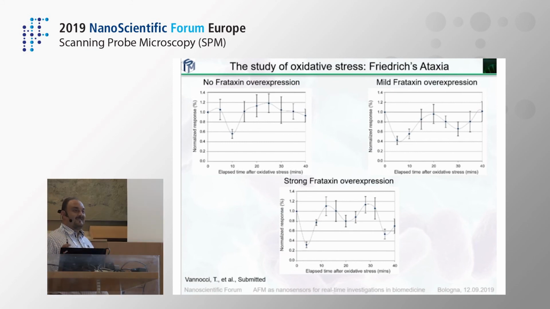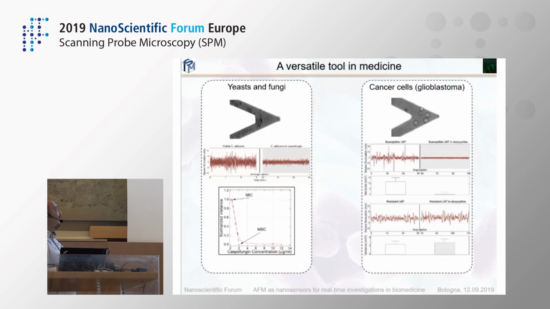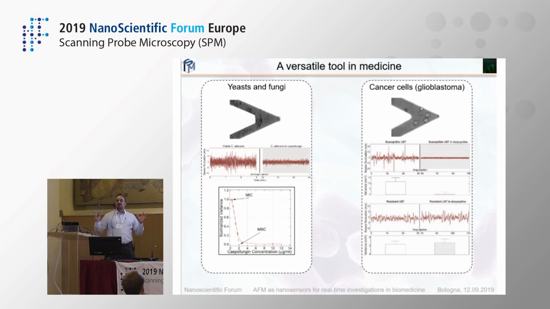Finally, we tested this nanomotion sensor with many different kinds of systems. In the case of yeasts and fungi, we were able with Candida albicans to reconstruct an antibiogram to a particular antifungal drug. In the case of cancer cells, we studied the response of glioblastoma modified to be susceptible or resistant to a particular drug. In all cases, we were able to determine that there is a direct correlation between movement and life.